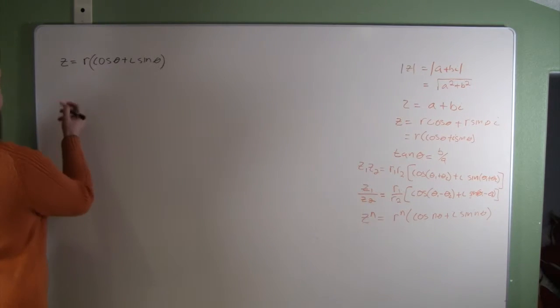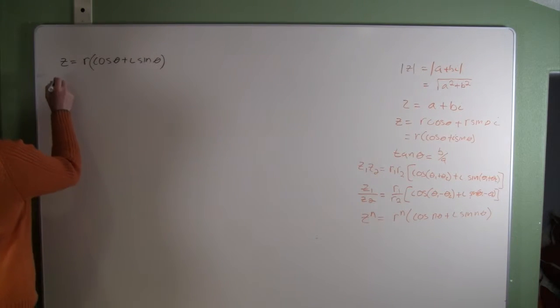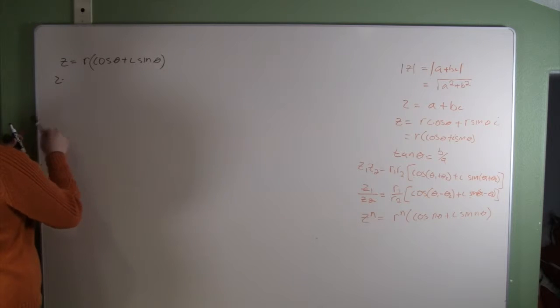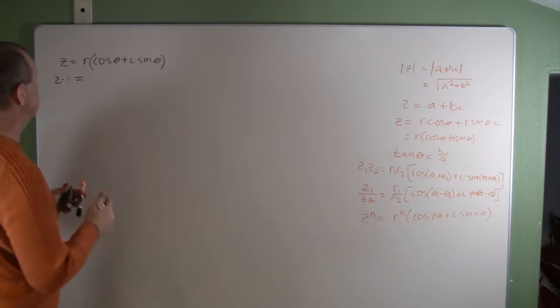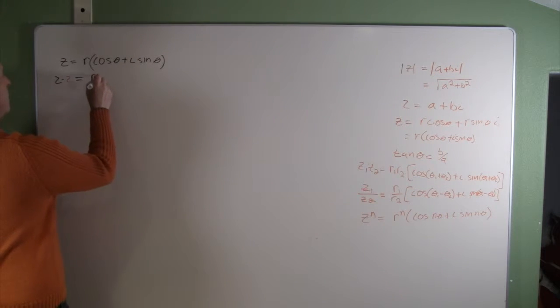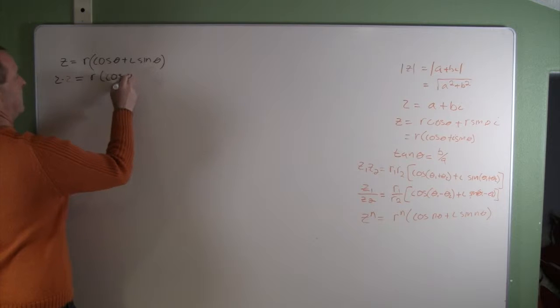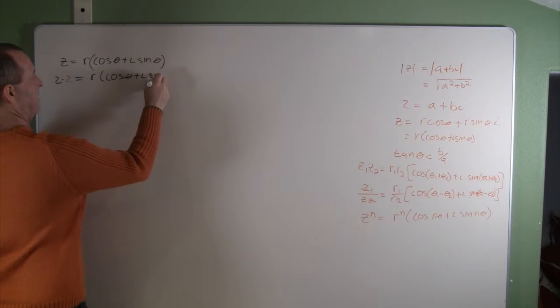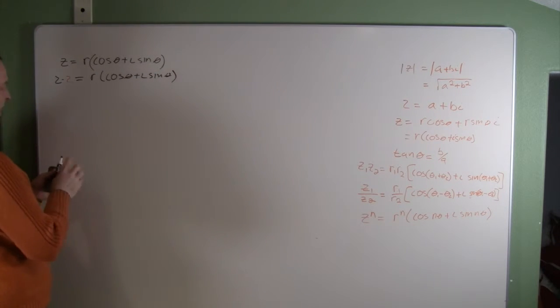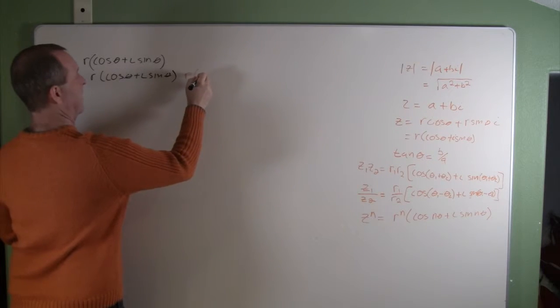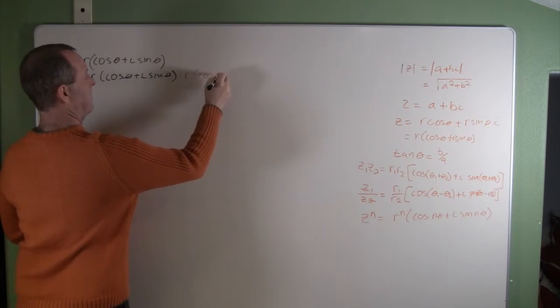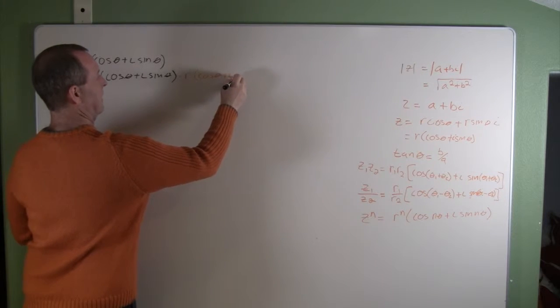So z times another z gives me a z squared. So I take the first z, which is r times cosine theta plus i sine theta, and multiply that by its second z, which is r times cosine theta plus i sine theta.